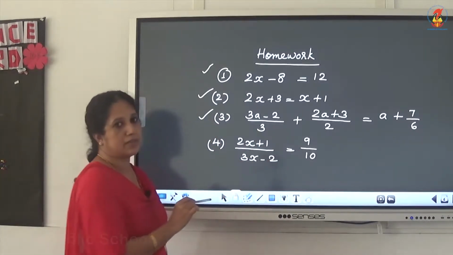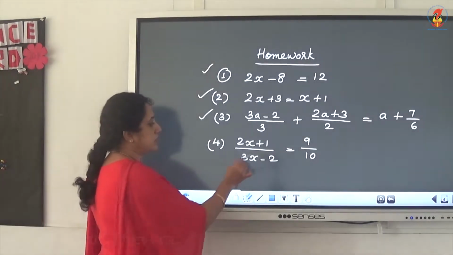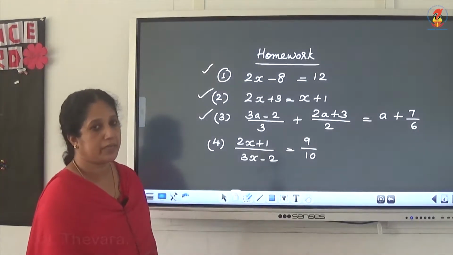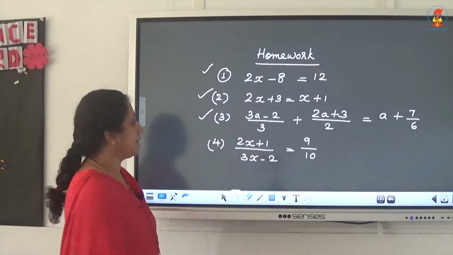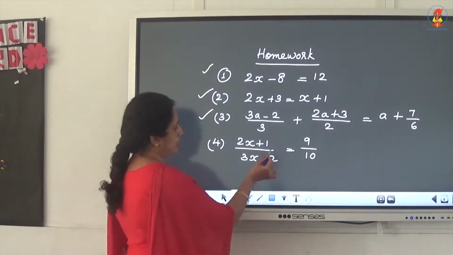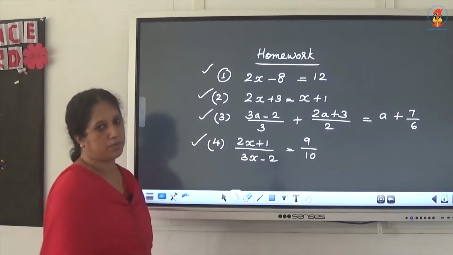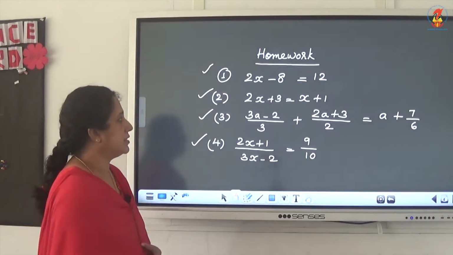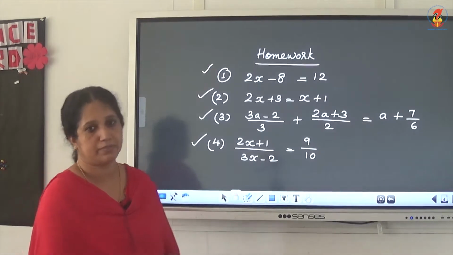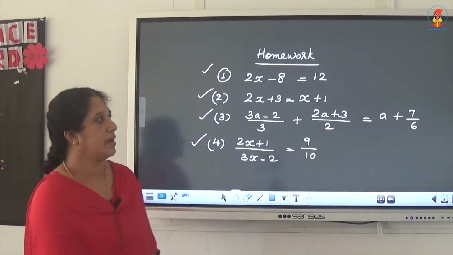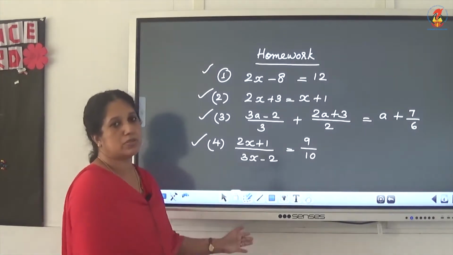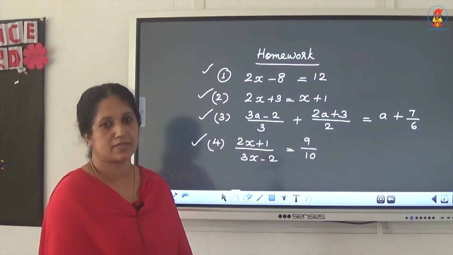Then the last method: the equation which is not in linear form, you have to make it into linear form, and we can apply the method of cross multiplication and do those types of problems. So, children, learn the 4 different methods properly and find the solutions for these equations. Thank you.